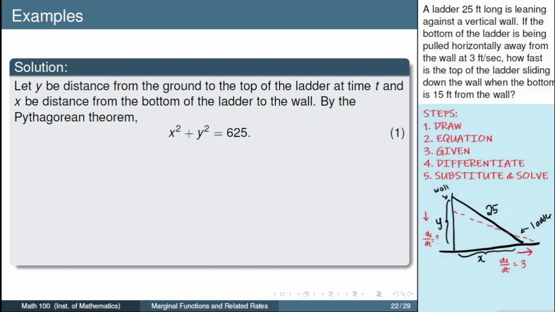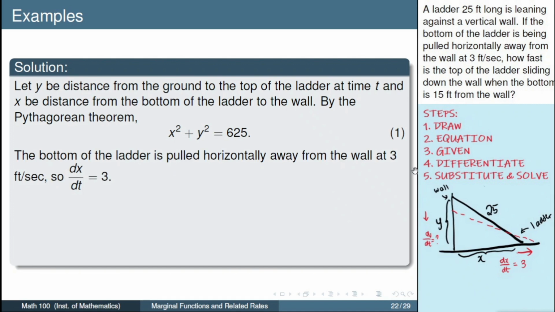For the third step, we list all the given. Okay, and ilista rin natin kung ano yung hinahanap sa problem. So, nasa diagram na rin natin to. Since the ladder is being pulled horizontally away from the wall at 3 feet per second, your dx over dt equals 3. And you have to find dy over dt. Okay, given that the distance of the ladder to the wall is equal to 15. Okay. So, here are the given and the unknown.